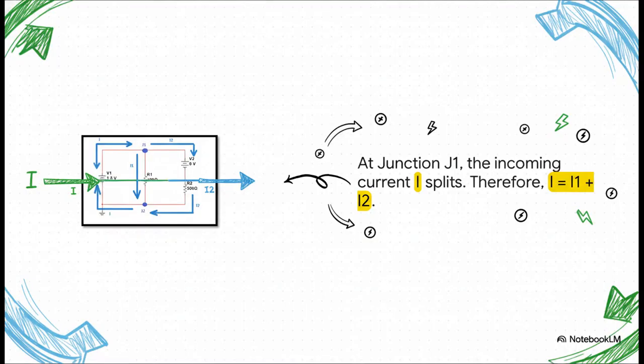Okay, let's break down that first law, the junction rule. I want you to look right at that point J1, where the wires meet. You see the main current, I, flowing in? Well, it gets to that junction and it has to split. It can't just vanish. So the current flowing out through I1 and I2 has to add up to exactly the amount that flowed in. It's that simple. What goes in must come out.